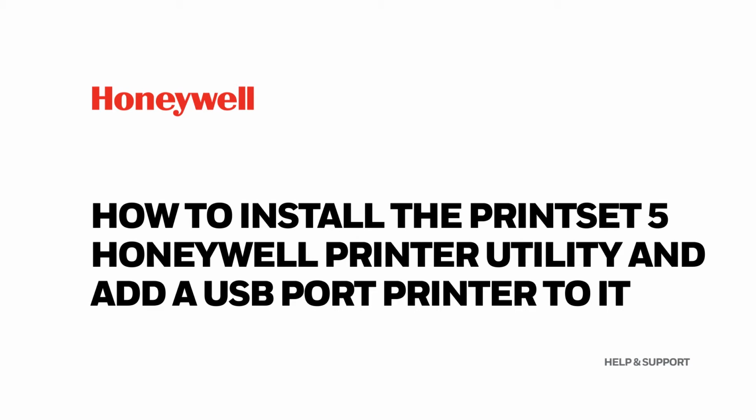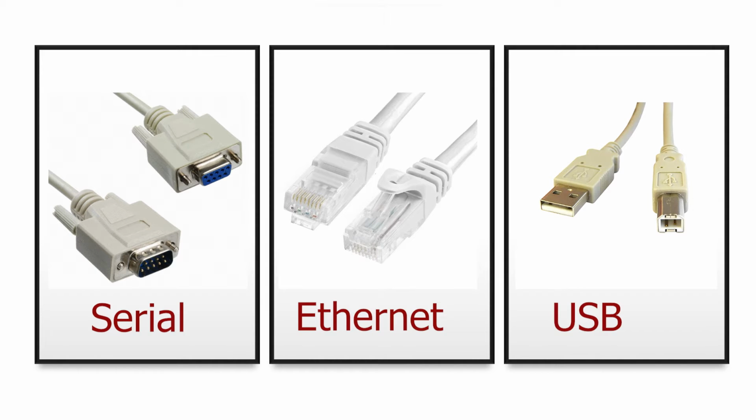In this video, we will demonstrate how to install the PrintSet5 Honeywell printer utility and add a USB port printer to it. PrintSet5 is the Honeywell printer utility. Using this you can configure different printer settings. There are 3 ways to add an active printer into PrintSet5: via serial, via network connection, or via USB.